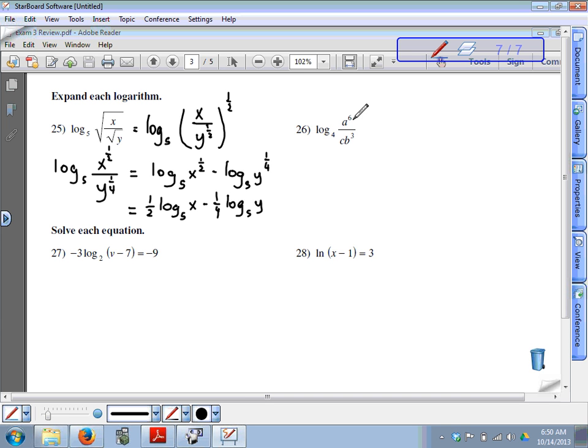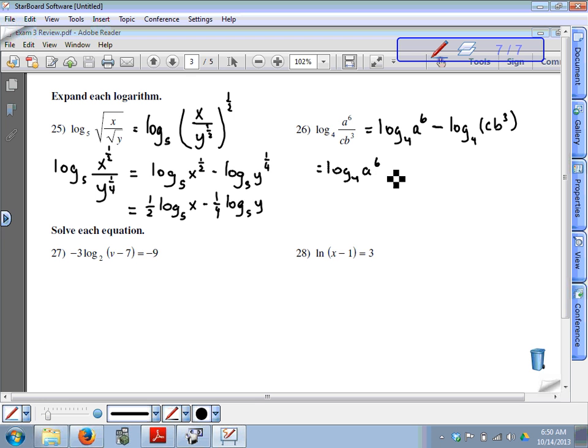Now on number 26, we're going to expand the quotient using the quotient rule, meaning we're going to have to use subtraction between two logarithms. So we're going to have log base 4 of a to the 6 minus log base 4 of c b to the 3rd. But now here we're taking the logarithm of a product, so we need to expand this product using addition, keeping in mind though that we still need to subtract this entire expression, so in expanded form it needs to be in parentheses.